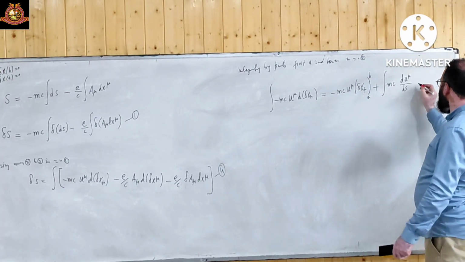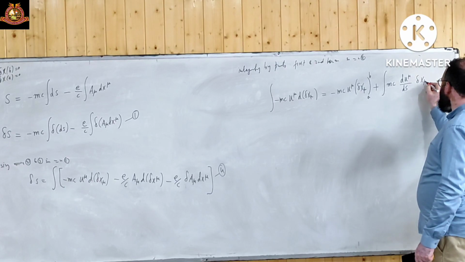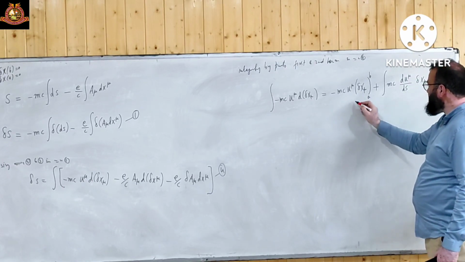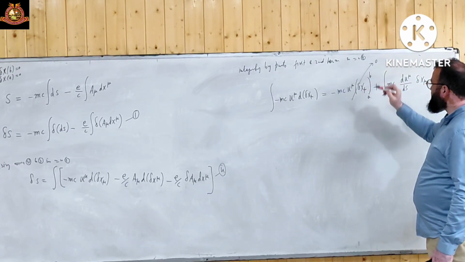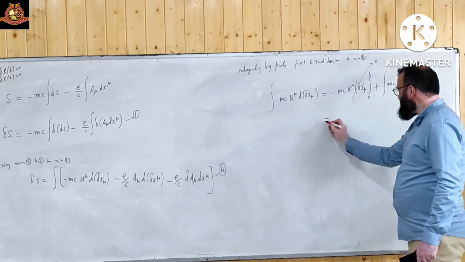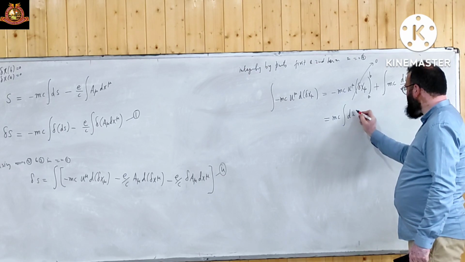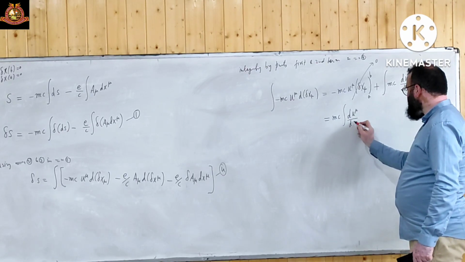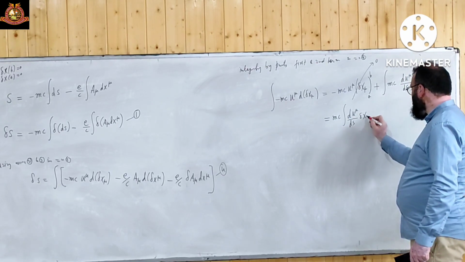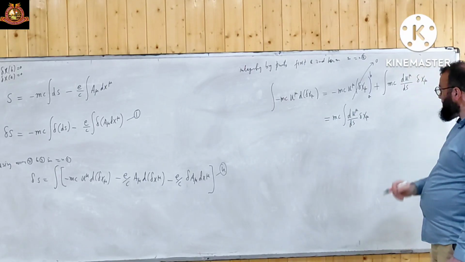So what will this be? This will be simply delta x. What about this boundary term? This boundary term goes to 0 at the endpoints. So this is simply mc integral du by ds and delta x. Clear?